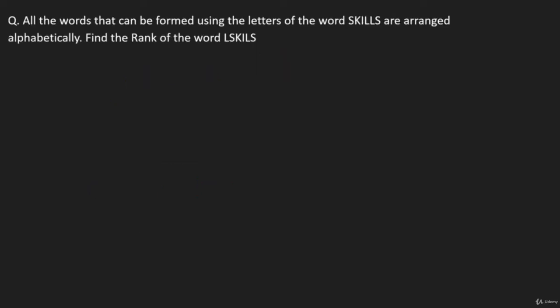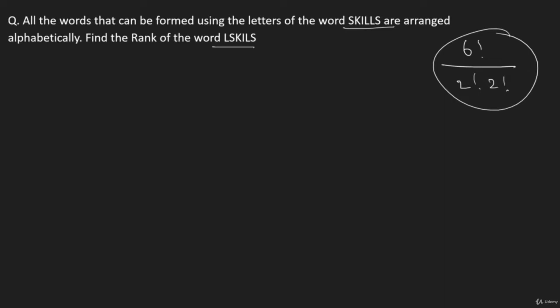Let's do this question. All the words that can be formed using the letters of the word skills are arranged alphabetically. Find the rank of the word LSKILS. Alright. So we know that using the letters in skills, that's 1, 2, 3, 4, 5, 6 letters, you can form 6 factorial divided by 2 factorial into 2 factorial words, right? Because L is repeating 2 times and S is repeating 2 times.